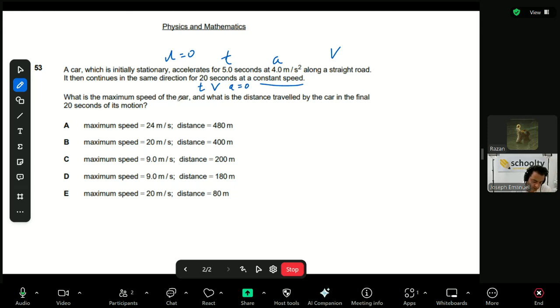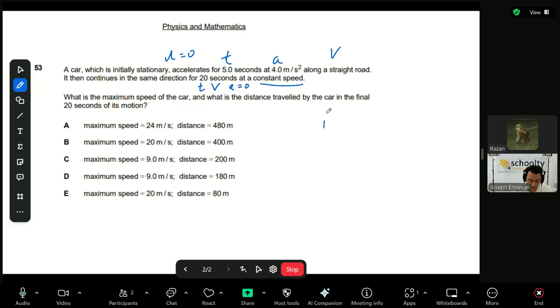Of course, the maximum speed of the car is the speed at the end, v, because it was accelerating. And what is the distance traveled by the car in the final 20 seconds? So the question is about the 20 seconds. We will solve this in two steps. First, we find v after the acceleration, and then we find the distance at constant velocity in the second part, which is 20 seconds.